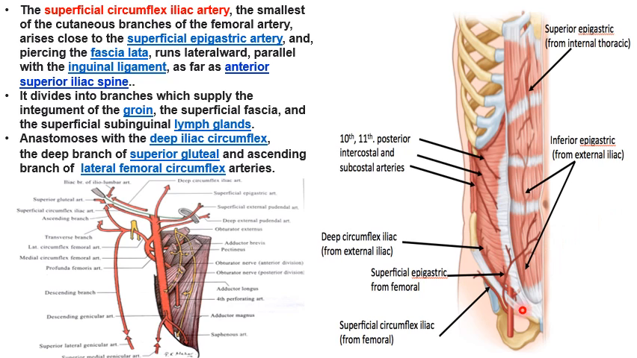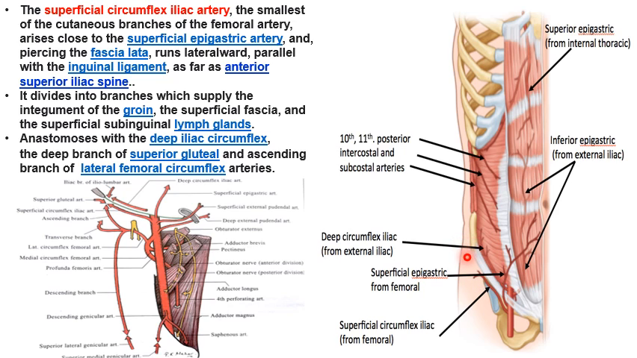Coming to the superficial circumflex iliac artery. This is the superficial circumflex iliac artery. This is the smallest of the superficial branches of the femoral artery, and it arises very close to the superficial epigastric artery. Then it pierces the fascia lata and runs laterally, parallel to the inguinal ligament, till the anterior superior iliac spine.